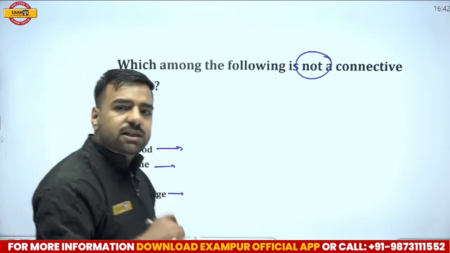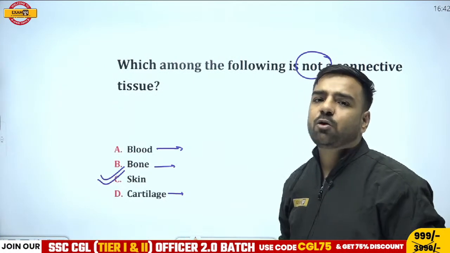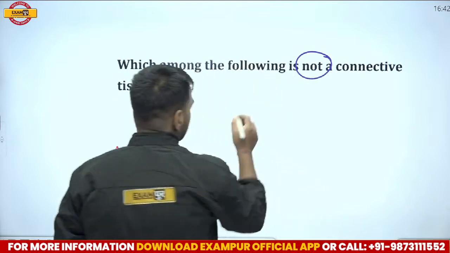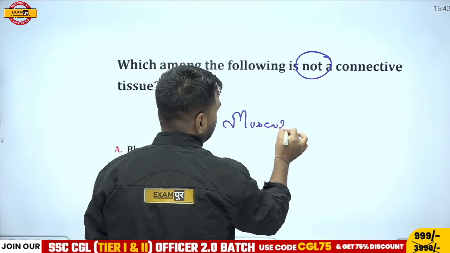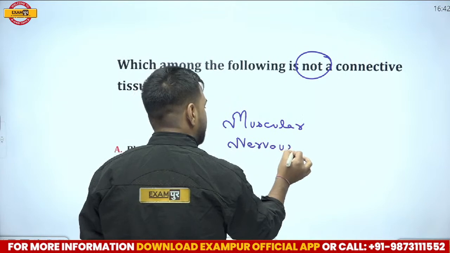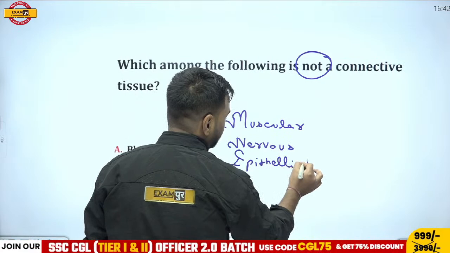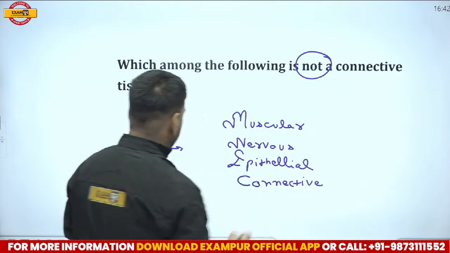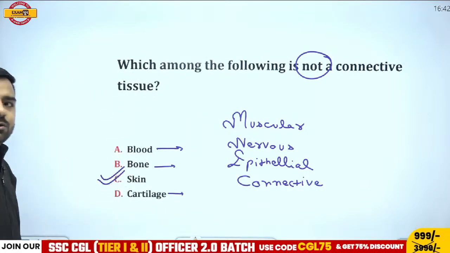Now, if I talk about these tissues, there are 4 types of tissues, right? It is asked in the examination. Basically, how many types of tissues are there? So, remember, there are 4 types of tissues. First of all, muscular tissue. Then we have nervous tissue. Apart from that, we have epithelial tissue. And then we can talk about connective tissue. And when we talk about connective tissues, you can talk about blood, bone and cartilage. But the important thing is, no issues, Jarsha, no issues.